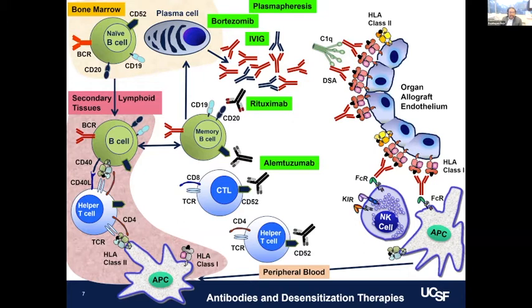Then we have anti-CD52, Campath, that depletes all the immune cells. Again, it is very lethal because you deplete all the lymphocytes and they don't come back for 6 months, so patients are exposed to a lot of infections and so on. And we have eculizumab, or complement inhibitory factors, that can inhibit complement activity.